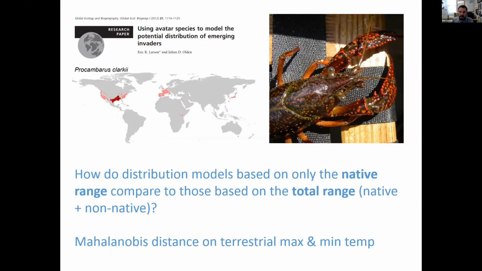During my PhD, I looked at how the native range of the species compared to the non-native range, generating global species distribution models. In my map here, the dark red points are occurrences in the native range of the red swamp crayfish, and the light red points are non-native occurrences that I could georeference almost a decade ago now.